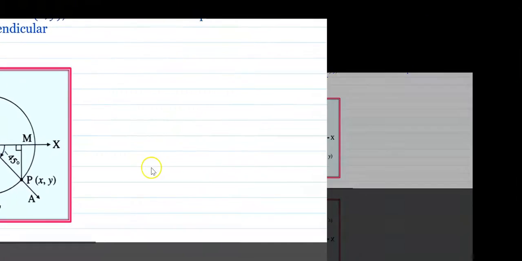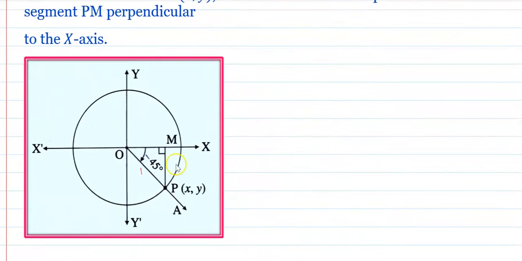Now this is a right angle isosceles triangle. It is clear that OP is 1. And what about here? It is 1 upon root 2. And what about the other side? It is also 1 upon root 2. Now the coordinate of x is equal to 1 upon root 2. But the point P lies in the fourth quadrant. Therefore y is equal to minus 1 upon root 2.